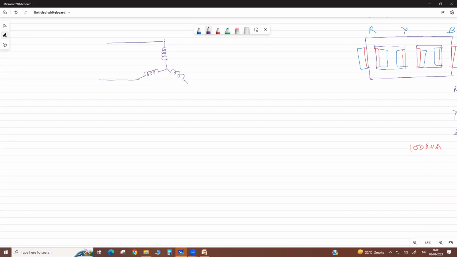We talk about the balanced three-phase connection. This is the star connection. Across each winding, which voltage is this? Line voltage. Suppose R, Y, B phase.